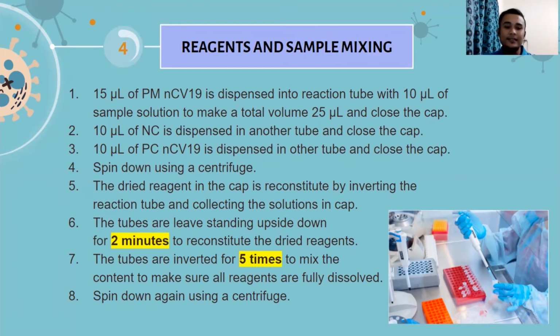Then the dry reagent in the cap is reconstituted by inverting the reagent tube and collecting the solution in the cap. The tubes are left standing upside down for 2 minutes, repeated 5 times, to reconstitute the reagent until all the reagent is fully dissolved. After that, spin down again using a centrifuge.